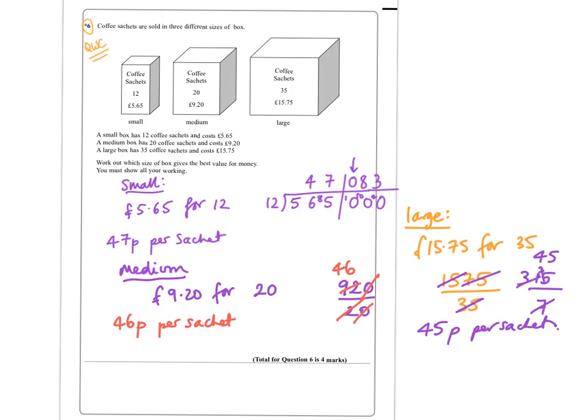So it seems as though the larger of them is best value for money, and that kind of would make sense, buying in bulk. So that's best value. So best value, and just put large in there, so you've definitely got the marks.